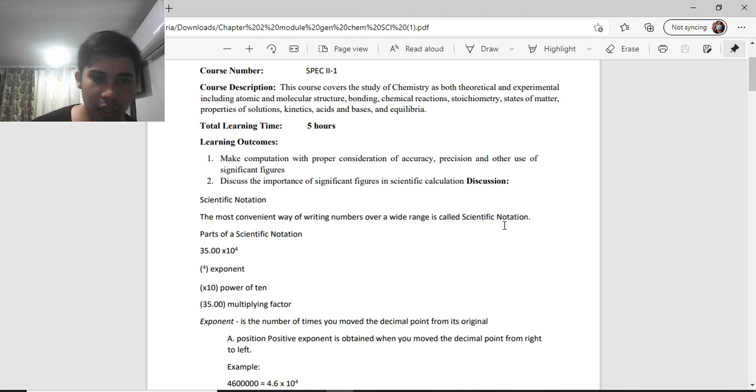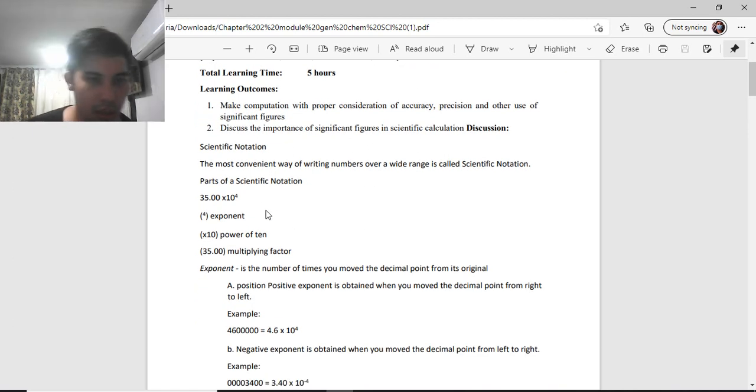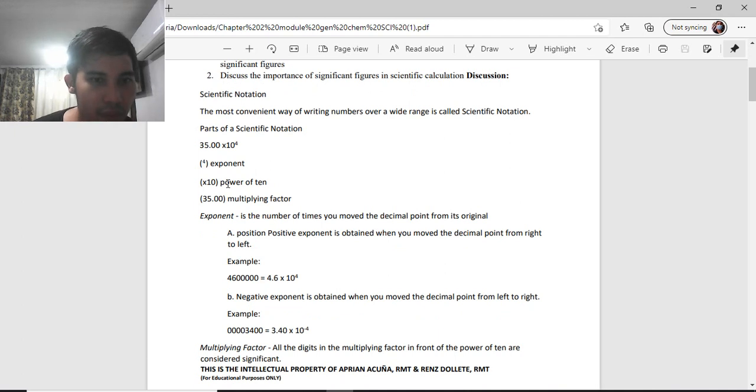Scientific notation comes in parts. This is an example: 35.00 times 10 raised to 4. You have the 4 here. The 4 is the power, which we call the exponent. Then you have the power of 10. That is the power of 10 part, and the multiplication sign.